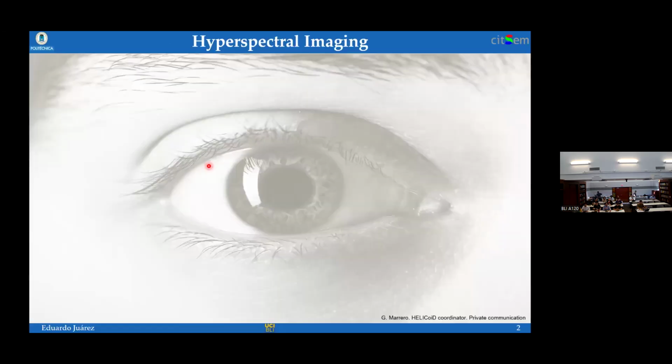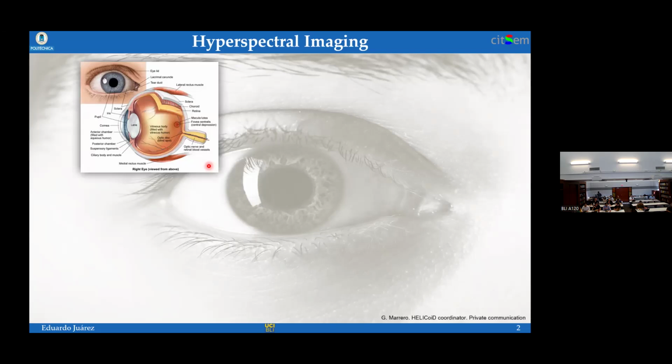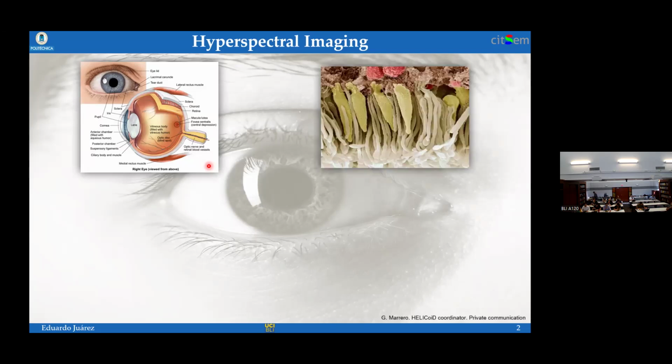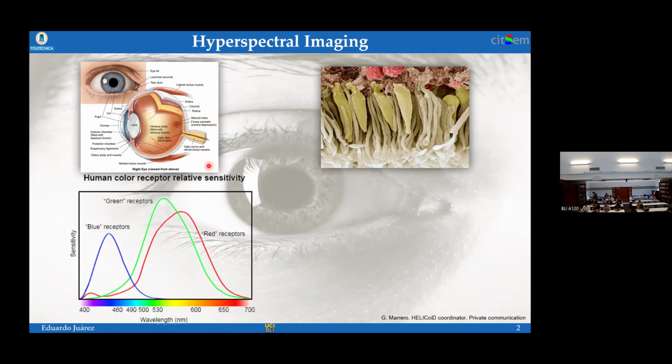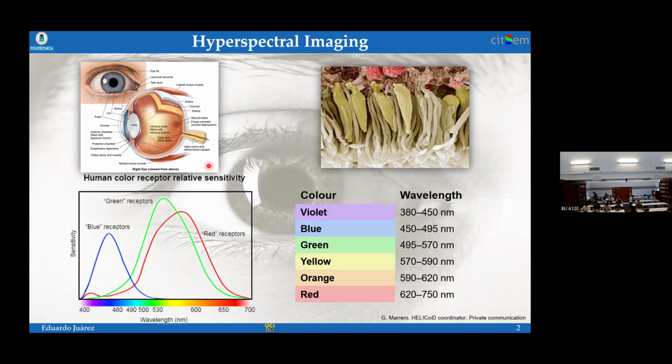As human beings, our visual system is based basically on the sensing of some parts of the electromagnetic spectrum. The light passes through the lens, goes through the vitreous humor, and arrives at the retina, where it finds two types of cells, the cones and the rods. The cones are the ones responsible for color acquisition, and they are tuned to three types of wavelengths, blue, green, and red. So human beings are said to be trichromatic, right? Because we sample these three wavelengths. The spectrum range in our case goes approximately from 400 nanometers to 800 nanometers.